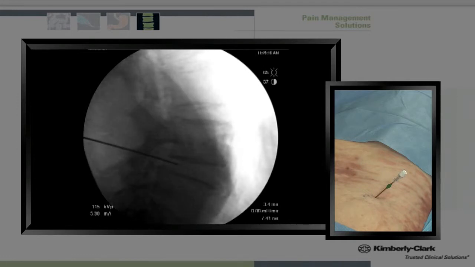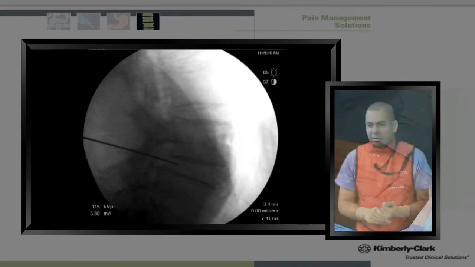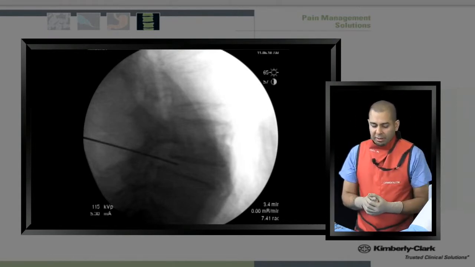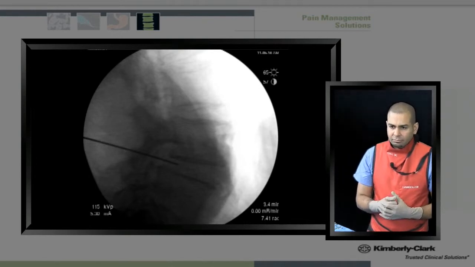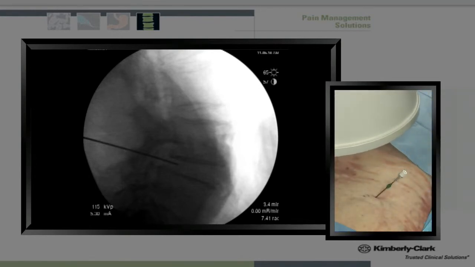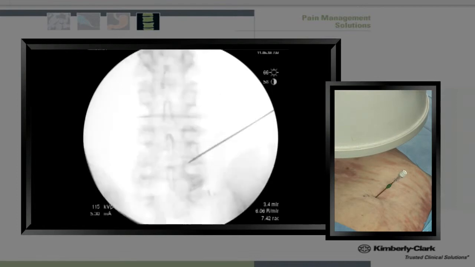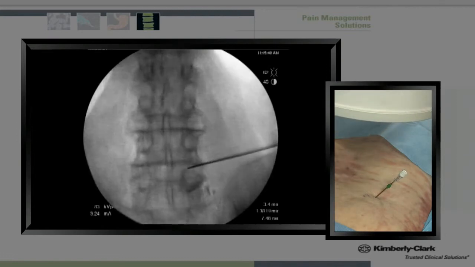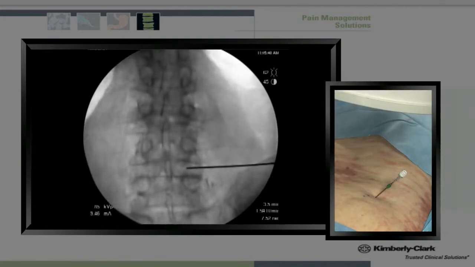It's also important to remember that once the needle stylet is removed, the actual probe itself will project somewhat further than the tip of the needle. At this point, we'd obtain an AP view. We're going to go back into a tilted position to ensure that we've achieved enough depth, and also to confirm that we remain lateral to the mid-pedicular line. And this is an optimal position for this procedure.